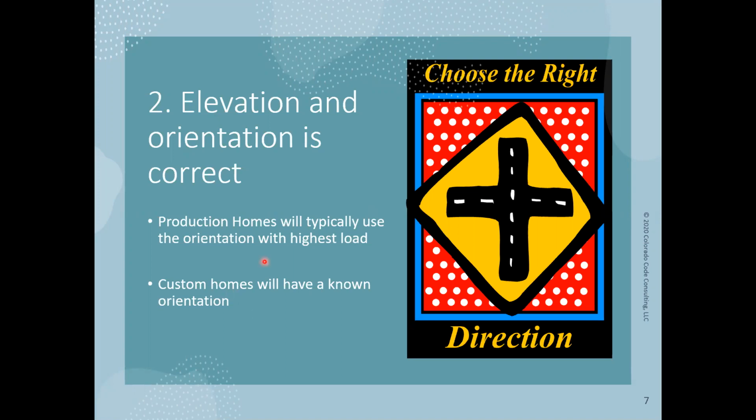And then clearly custom homes, we already know which way the house faces, yes? Production homes, it's not particularly easy because they're going to say, well, where's the front of the house? They're going to say toward the street. Well, which way does the street run? Yeah, but there's a way that we can deal with that.